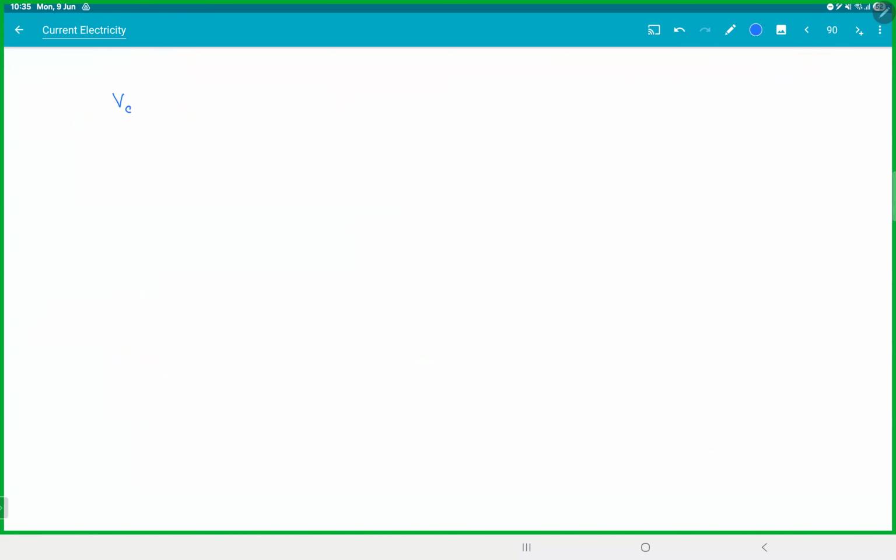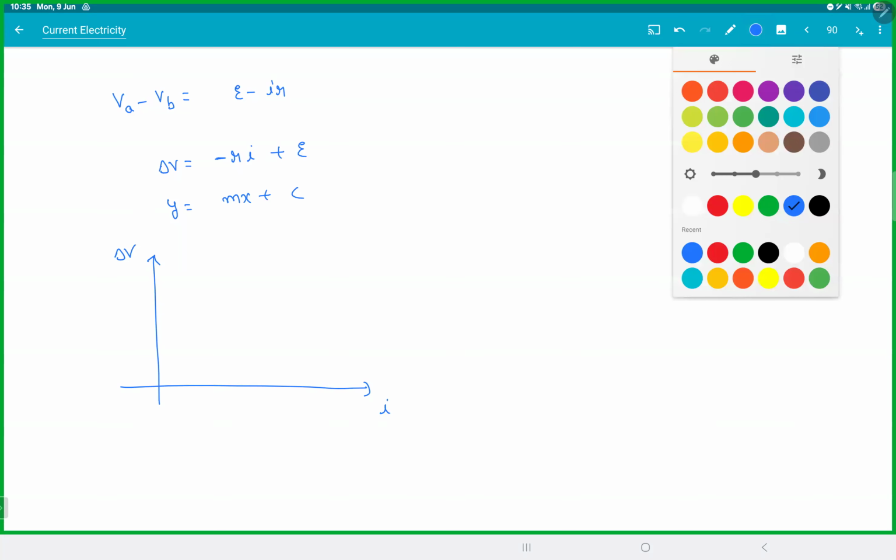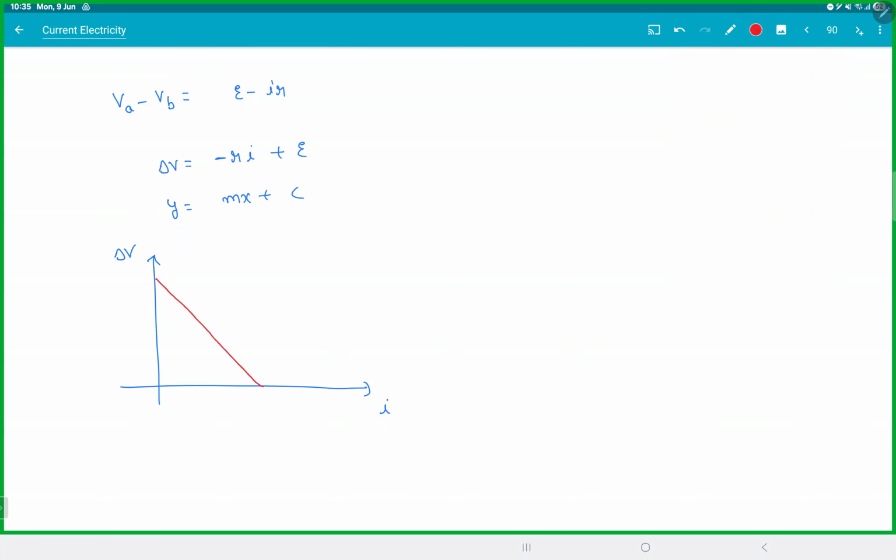If you take this, potential difference VA minus VB is equal to E minus Ir. I can modify this a bit: delta V is equal to minus r into I plus E. This looks like y is equal to mx plus c. So if you plot a graph between delta V versus I, it's a straight line where, when current is 0, delta V becomes EMF, and the intercept on the current axis is EMF by r. Small r is the internal resistance.